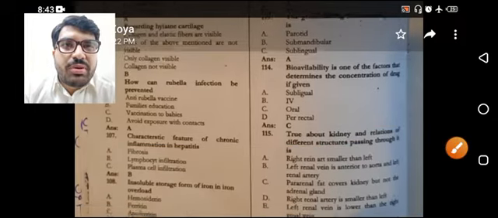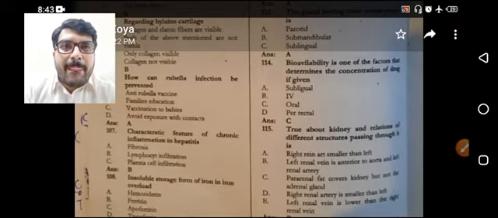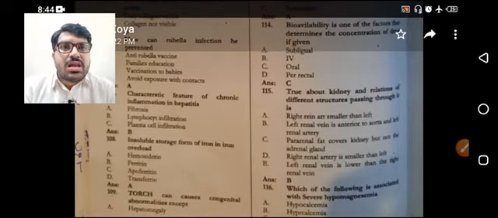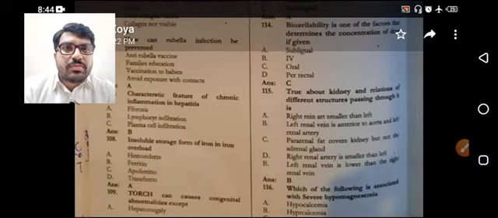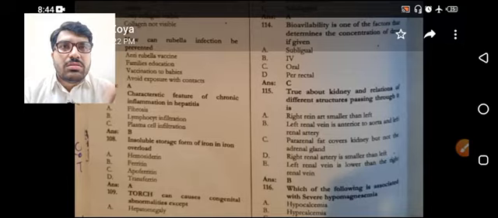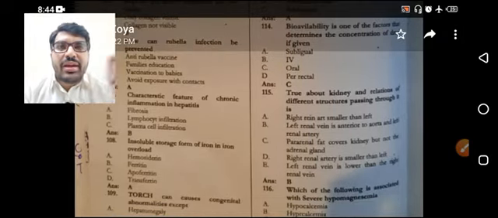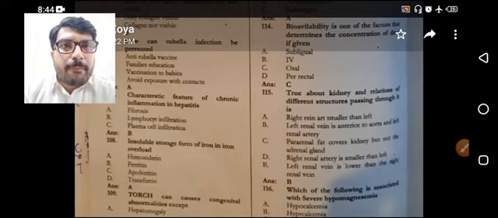How can rubella infection be prevented? Anti-rubella vaccine. Anti-rubella vaccine, that is given in the MMR type. So we can prevent rubella infection by giving anti-rubella vaccine.